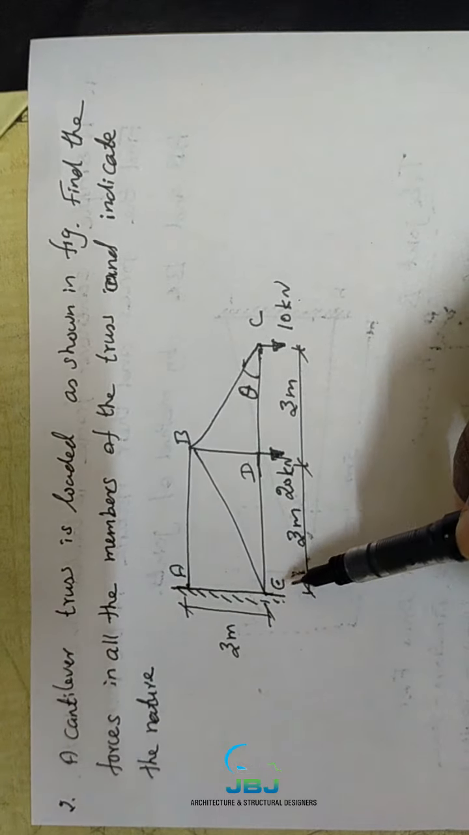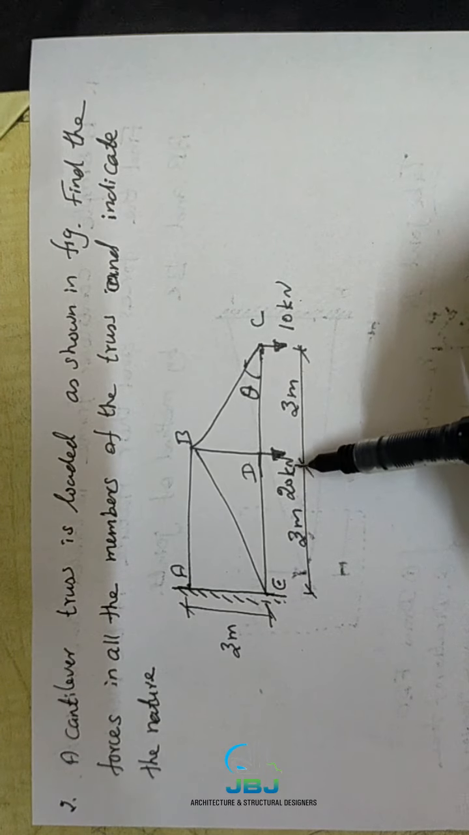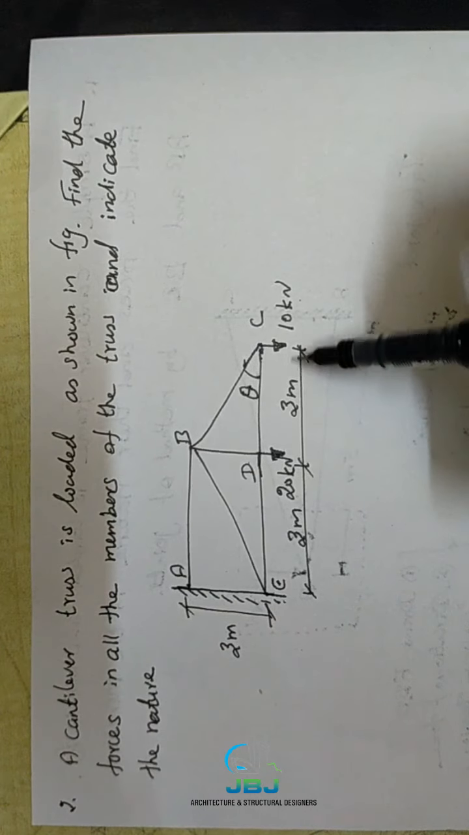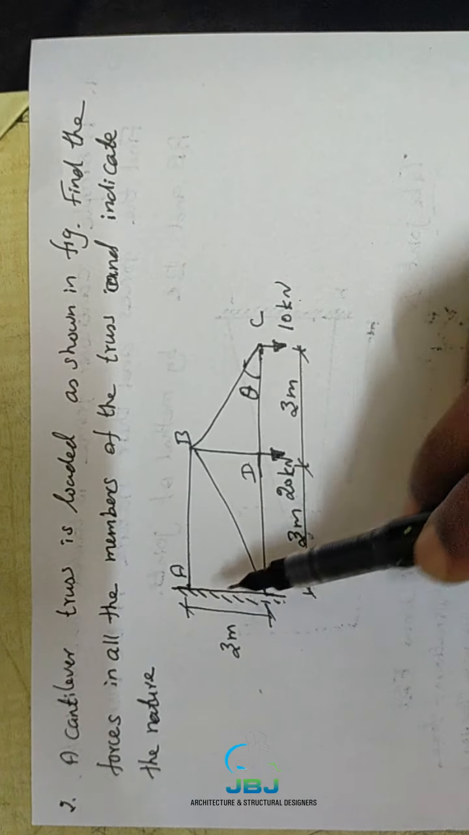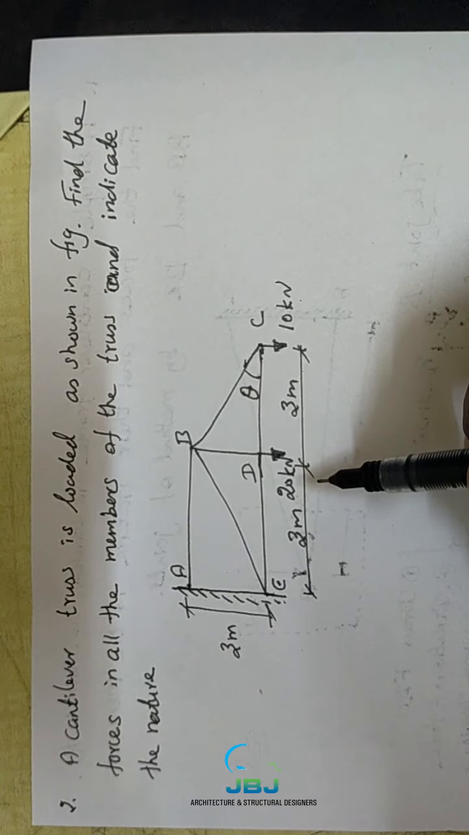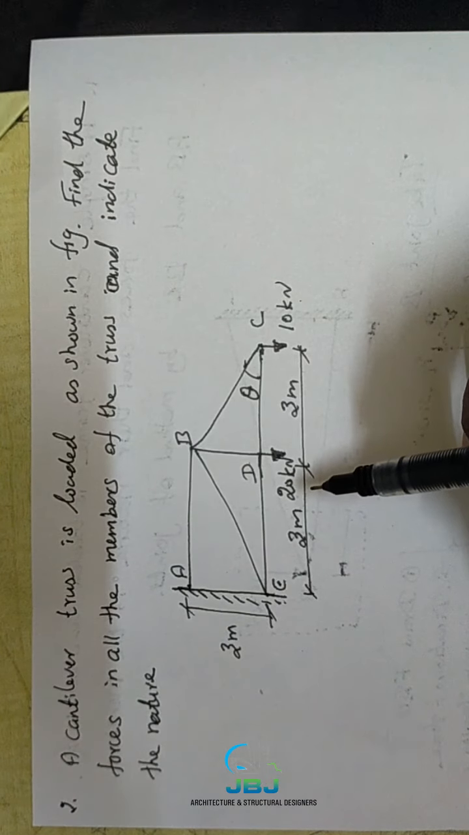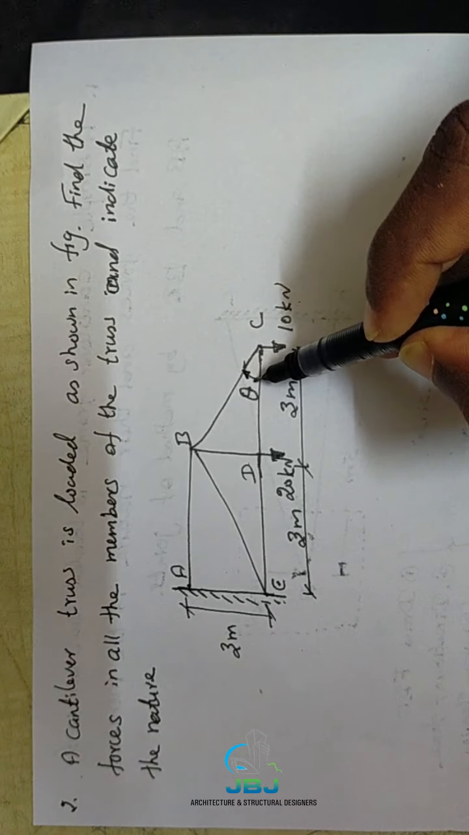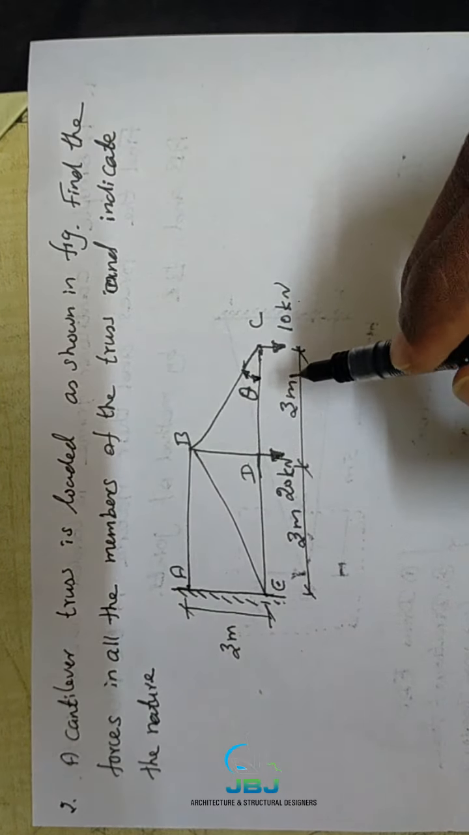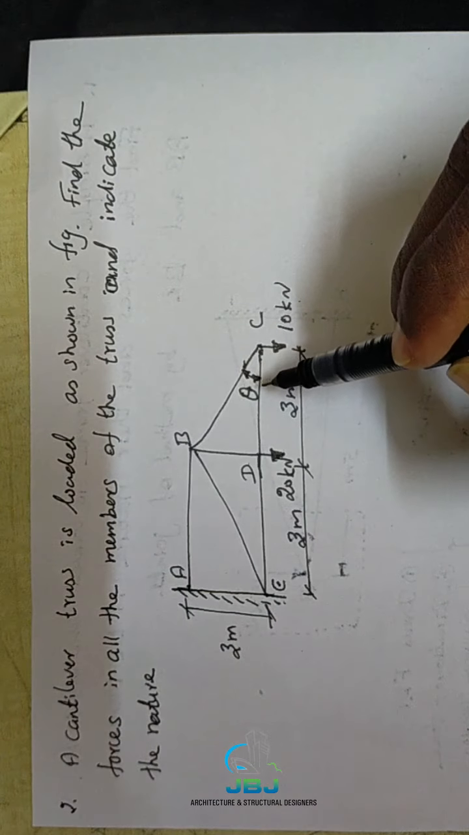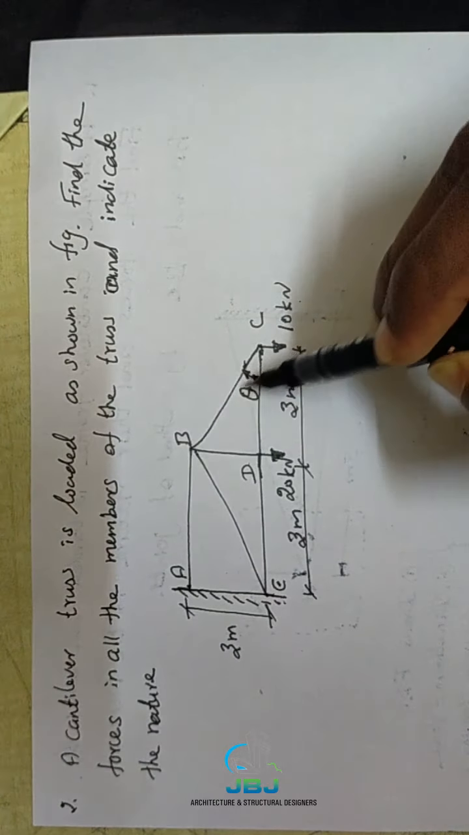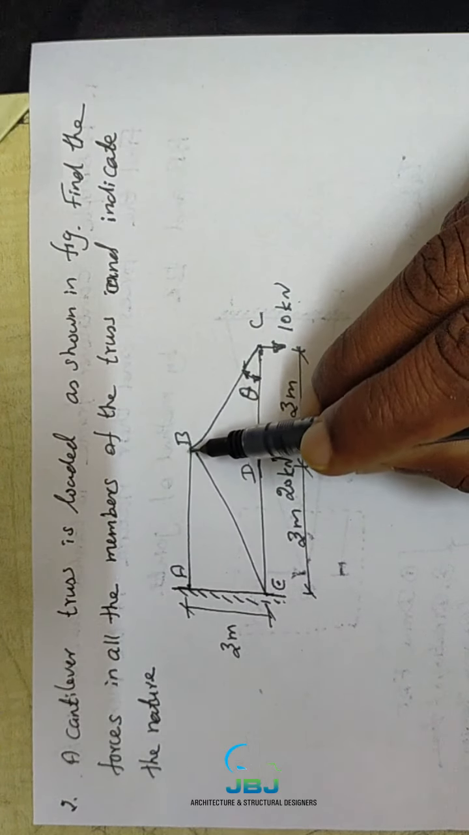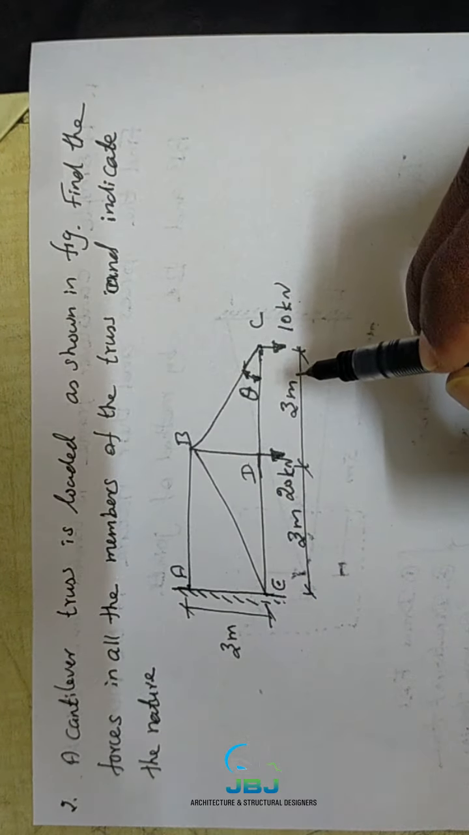Here check the dimensions, whether the lengths of the members are given or not. The length of the member is 3 meter, here also 3 meter, and the height of the member is also 3 meter. Second, you should check whether there is any inclined member or not. If there is an inclined member, check its angle of inclination. Here in this problem there is only one inclined member, but we don't know exactly what its angle of inclination is, right? The inclined member is BC.